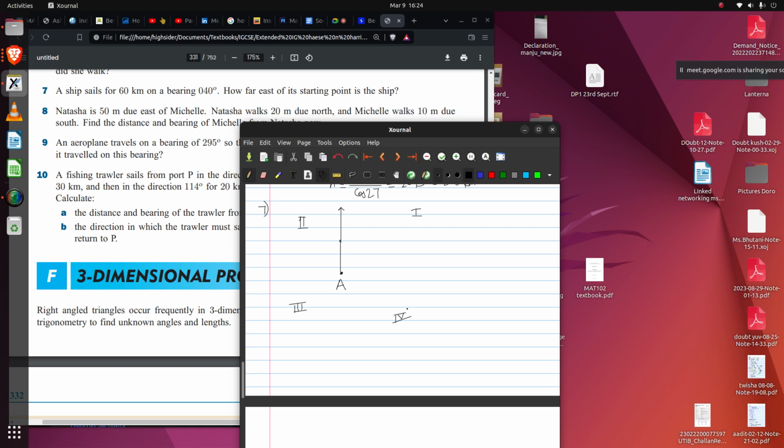You can go for IV. But is this how many degrees? 40. So do you think when you measure 40 degrees from the north direction, you'll go to IV or you go somewhere else?